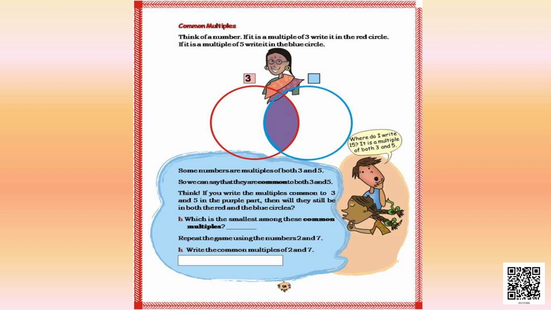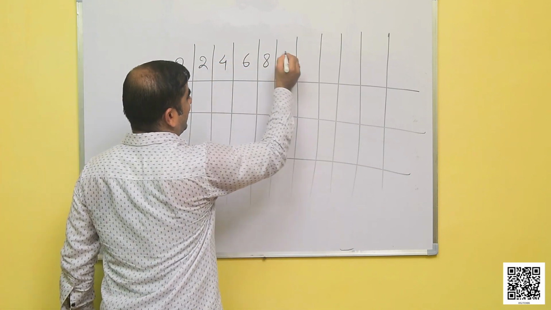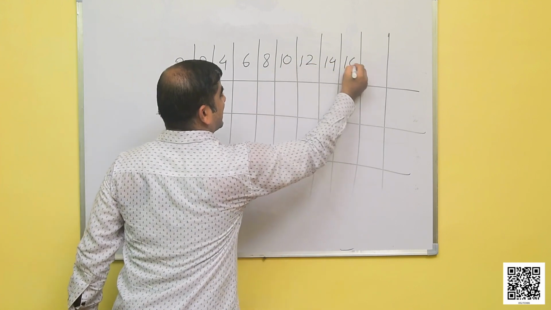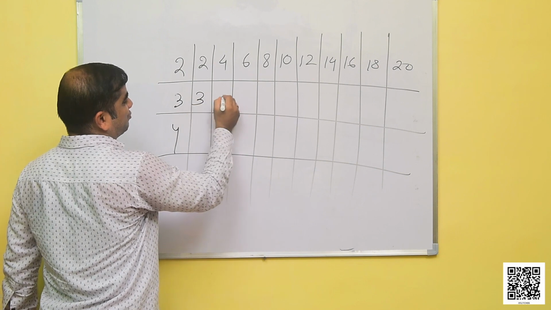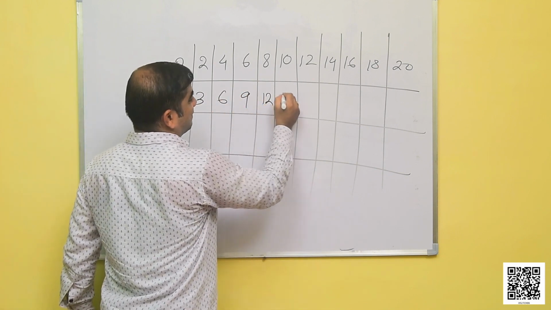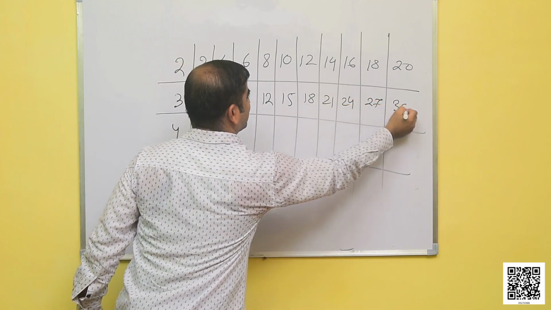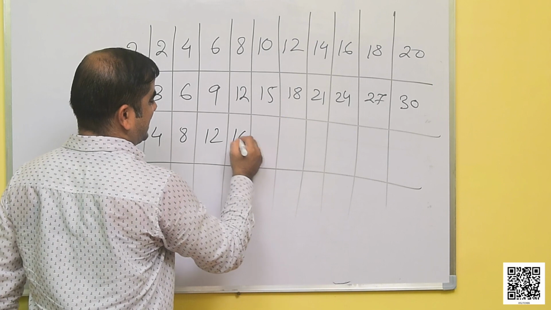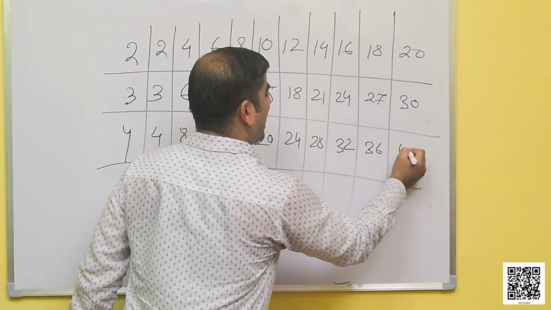Now let's check what the common multiples are. Let's go. 2 1s are 2, 2 2s are 4, 2 3s are 6, 2 4s are 8, 2 5s are 10, 2 6s are 12, 2 7s are 14, 2 8s are 16, 2 9s are 18 and 2 10s are 20. 3 1s are 3, 3 2s are 6, 9, 12, 15, 18, 21, 24, 27 and 30. 4 2s are 8, 4 3s are 12, 4 4s are 16, 20, 24, 28, 32, 36 and 40.